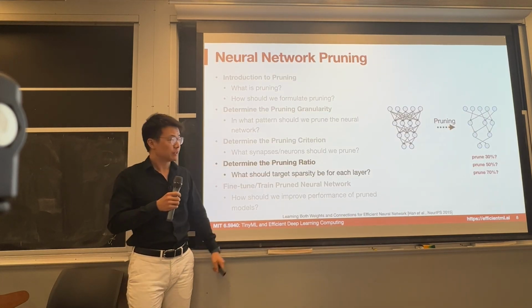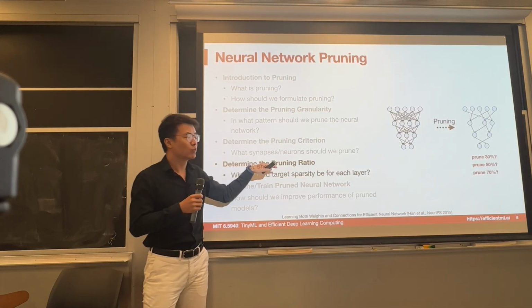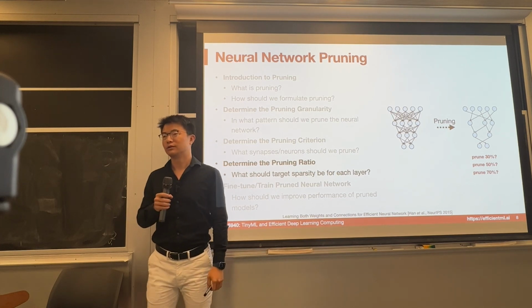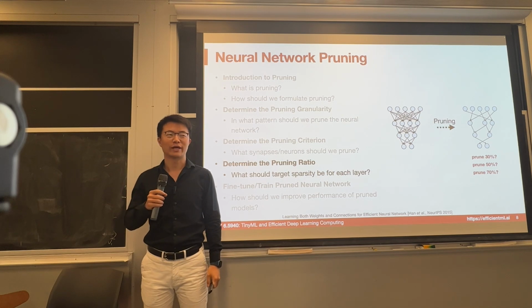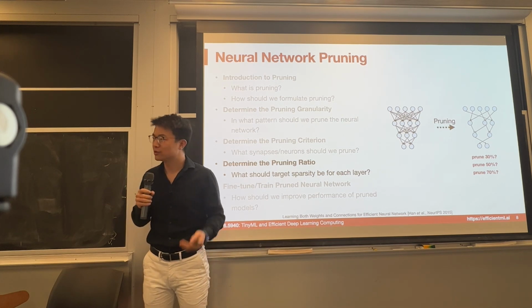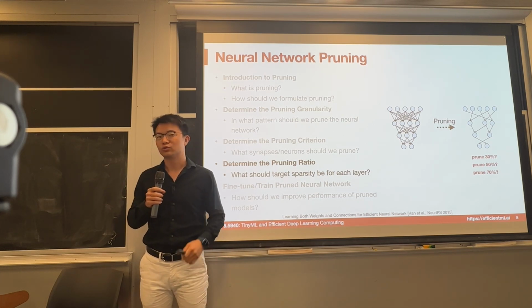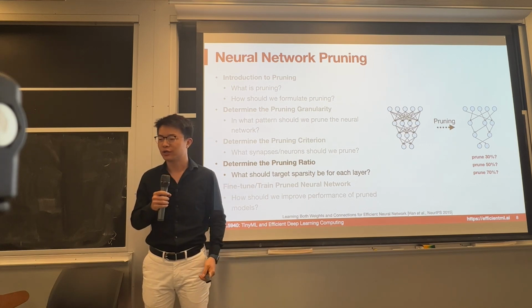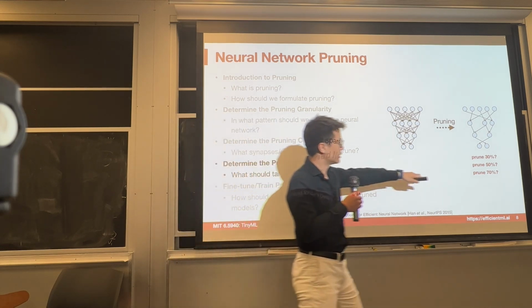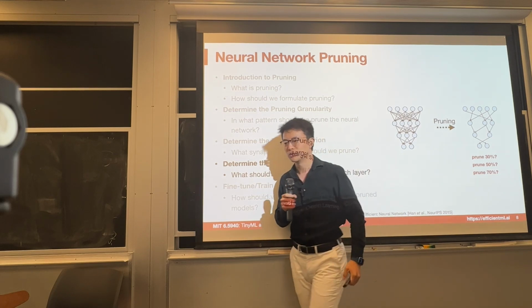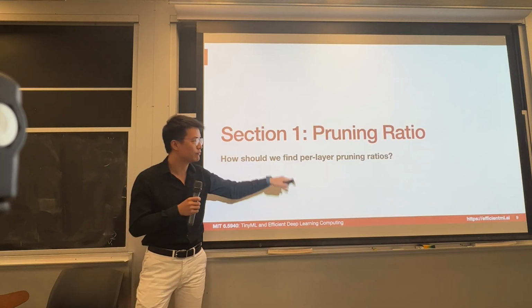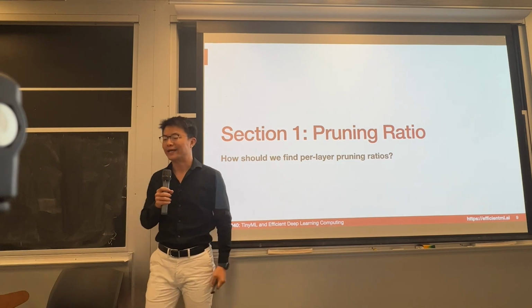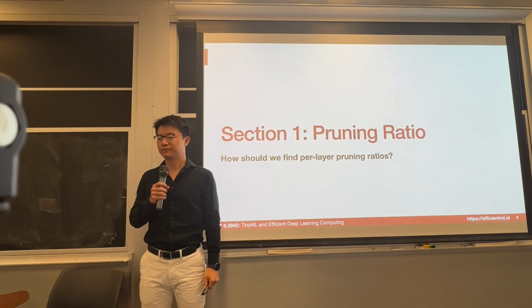So let's continue the discussion about how we determine the pruning ratio. You can imagine you have many layers in a neural network, right? Should we prune them uniformly, or should we prune some of the layers more, like here, versus some of the layers we prune less? And how do we determine that? How should we find those per-layer pruning ratios?